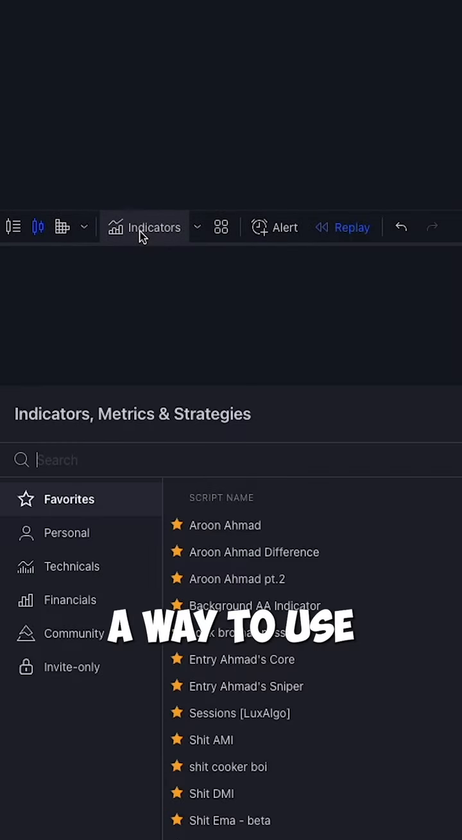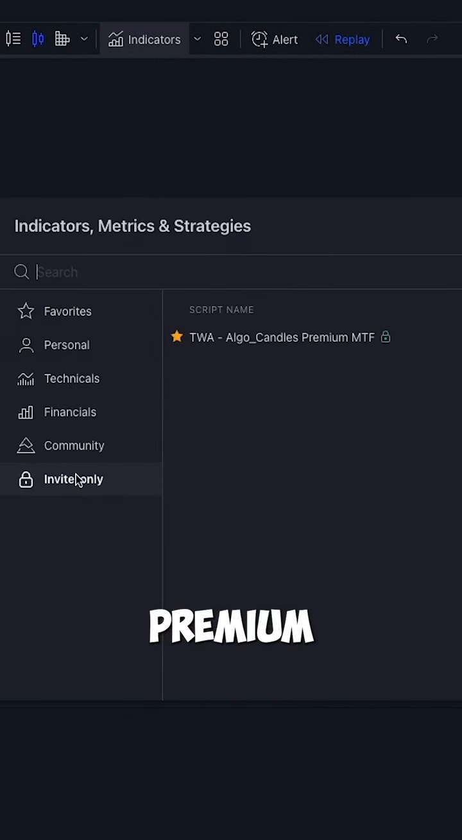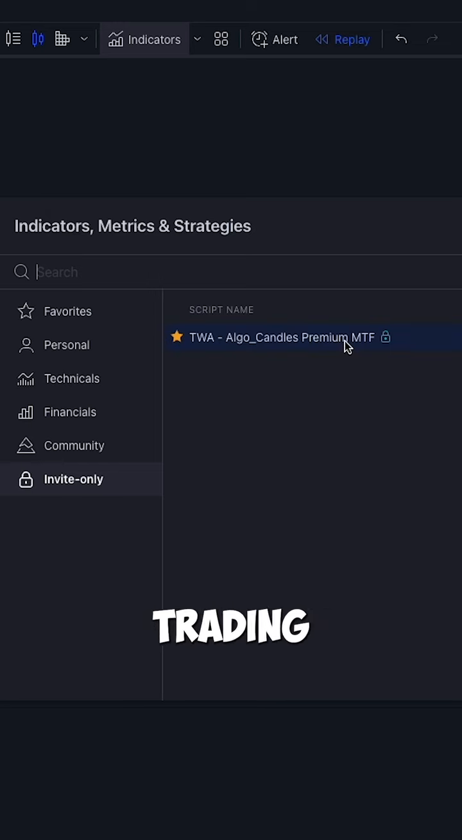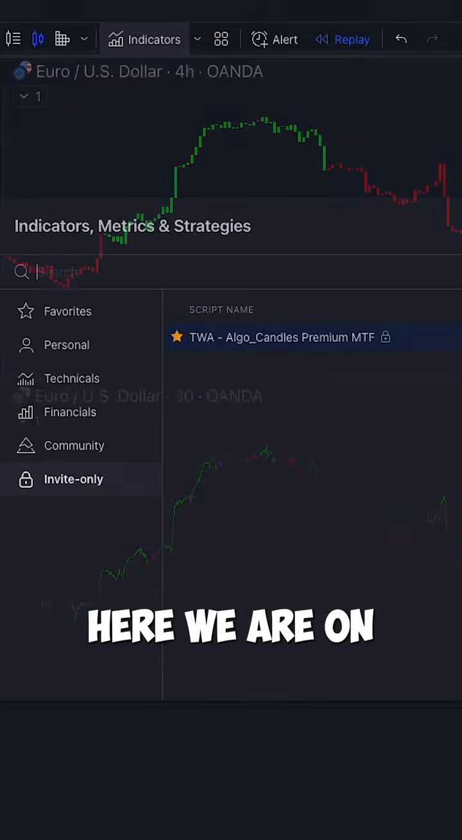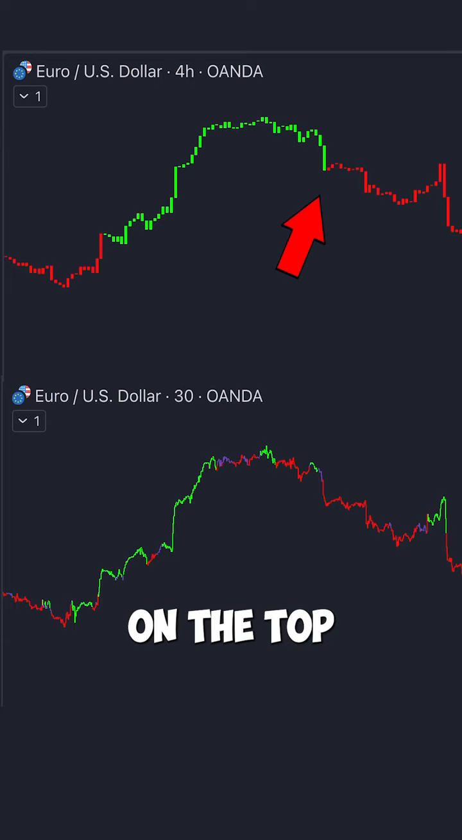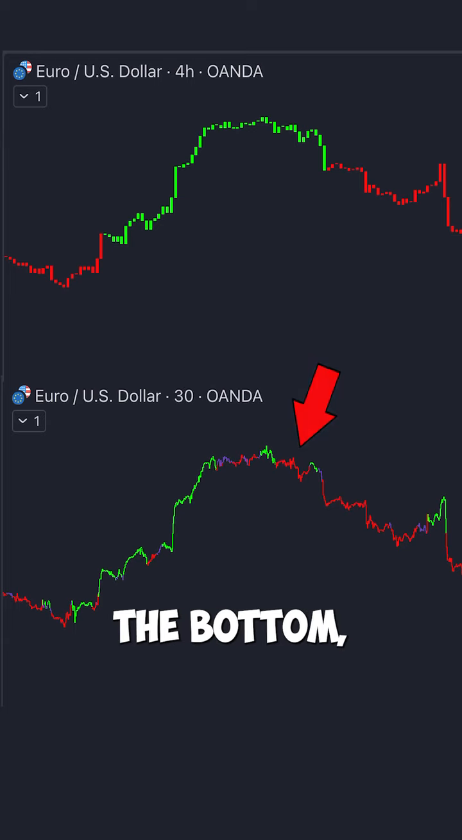Let me show you a way to use the TWA Candles Premium Indicator on multiple time frames as confirmation for your trading strategies. Here we are on the Euro USD Forex chart with the 4-hour and 30-minute time frames, with the 4-hour chart on the top and the 30-minute chart on the bottom.